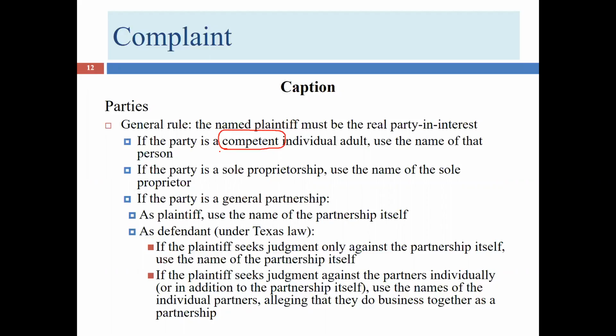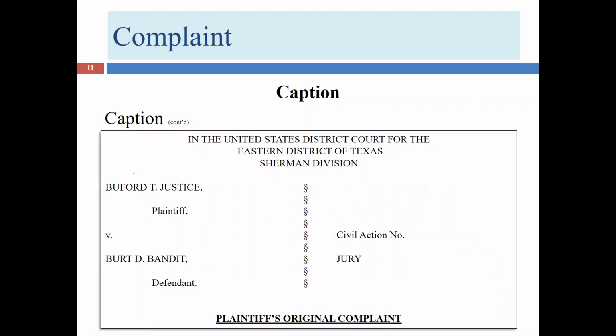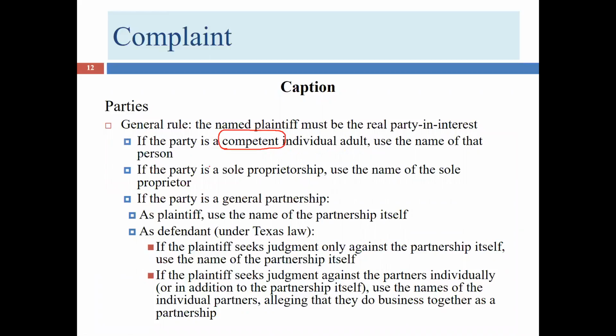So obviously, typically when you're suing somebody, you're going to sue them with their full name. And we saw that in our complaint here. Look, we have Buford T. Justice's full name, and we have Bert D. Bandit here. So that's consistent with that. If the party is a sole proprietorship, you use the name of the sole proprietor. What is a sole proprietorship? Well, that is a business that hasn't been incorporated, or it doesn't have any legal identity apart from its single owner, its sole proprietor.